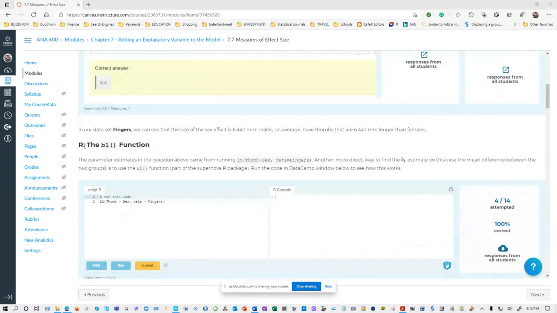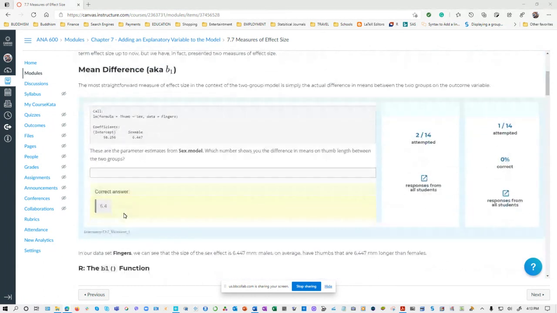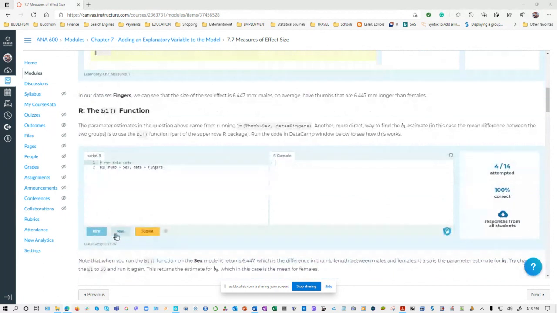Then there's another one. B1 can also be taken as a function. Instead of just running this and getting B1, you can get B1 through the function, through this model, thumb, sex, data, like that. That would give you the value of B1 as well. B1 is a function.